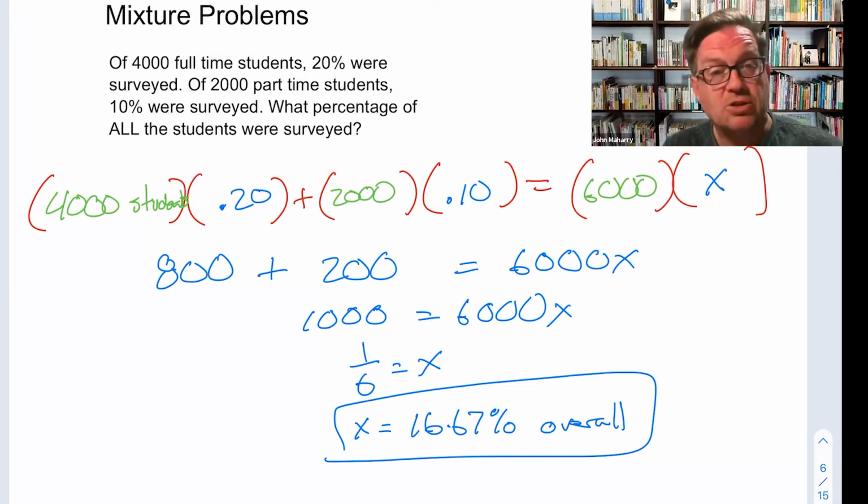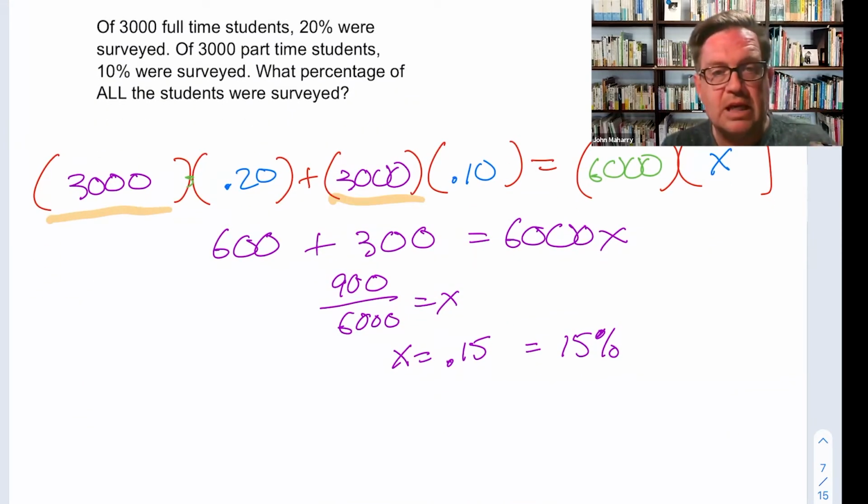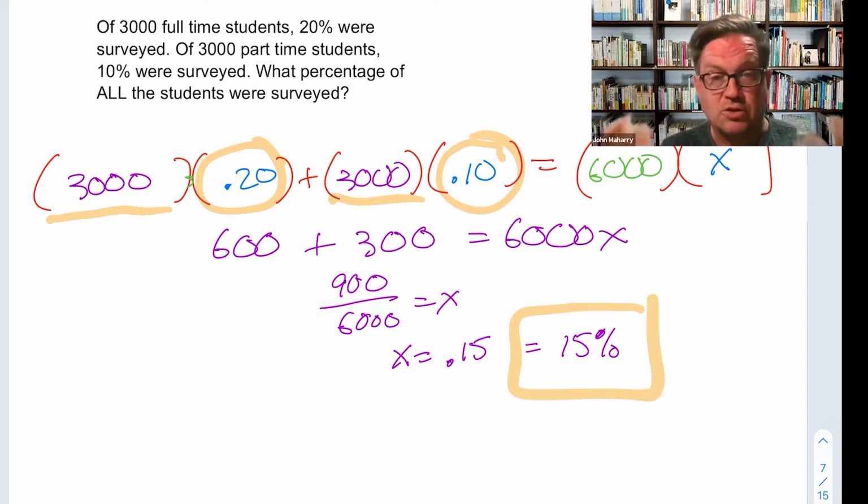Fair enough. Let's do a similar problem and change the numbers a little bit. So now we've got evenly balanced. Of the 6,000 students, let's pretend 3,000 were full-time and 3,000 were part-time. And the full-time are again at 20% surveyed, and the part-time are again at 10% surveyed. So now we have two groups that are mixed, but we've got an equal amount of the low rate and an equal amount of the high rate. So we've got equal amount at 10% and equal amount at 20%. And it comes out to halfway between the low and the high at 15%, halfway between 10% and 20%.